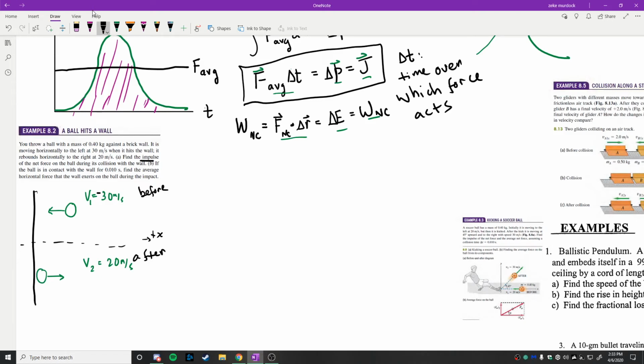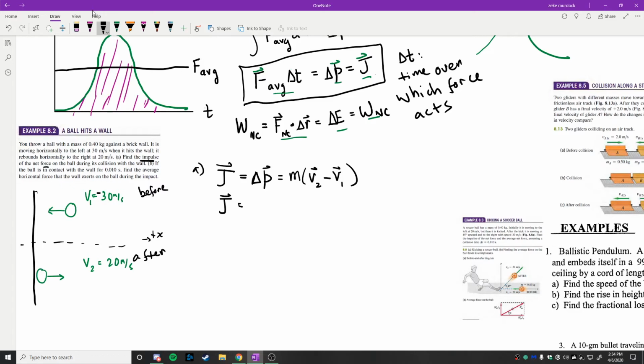Our goal is to find the impulse of the force during the collision, right? The impulse is just this quantity j. So what I would say is that for part A, all we have to do is say impulse is equal to the change in the momentum of the system. And what's that? That's going to be equal to mass times velocity 2 minus velocity 1. That's the change in momentum of the system, because the mass isn't changing, right? So we can solve for j. I mean, it's not really solving, we're just basically plugging numbers in.